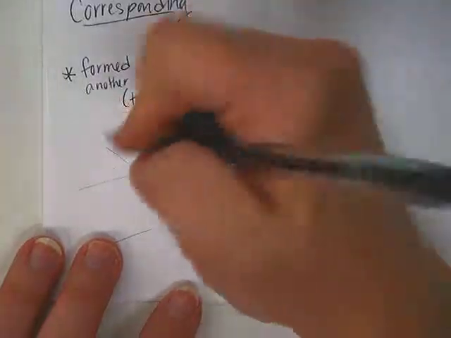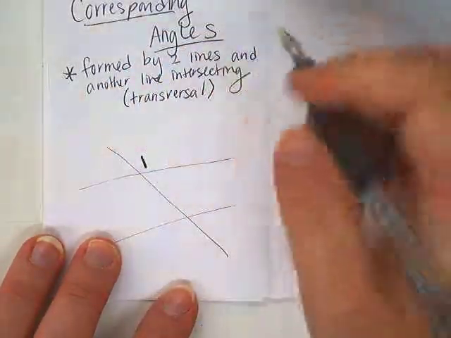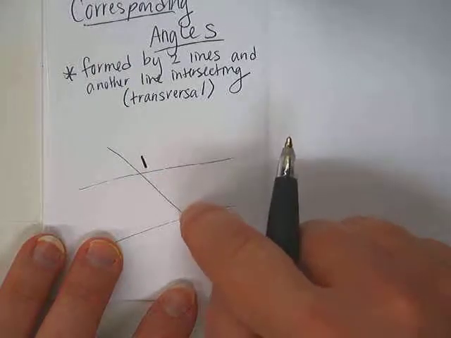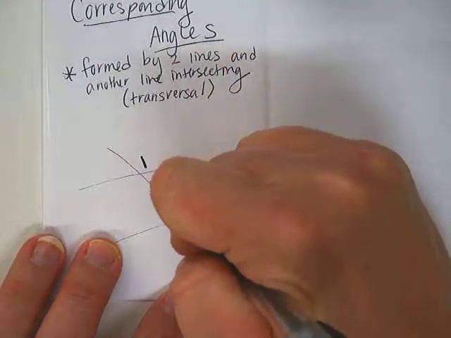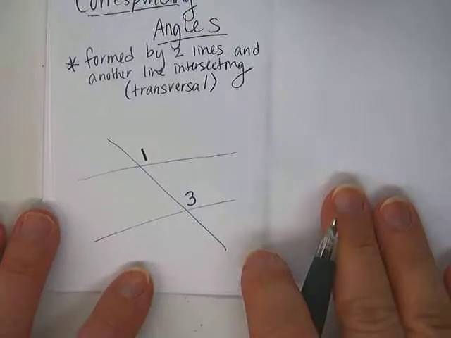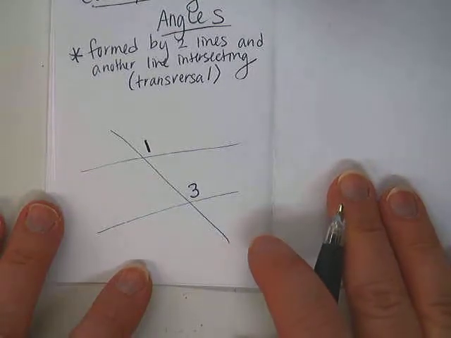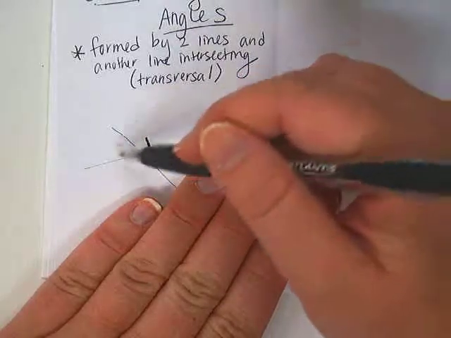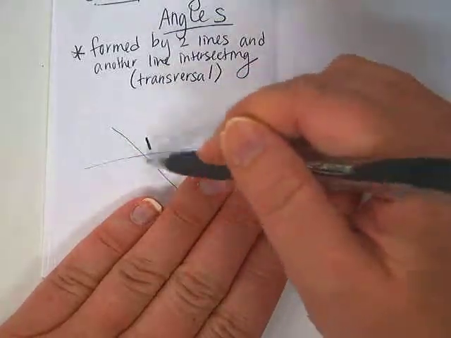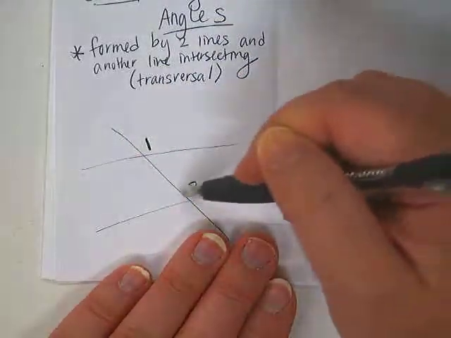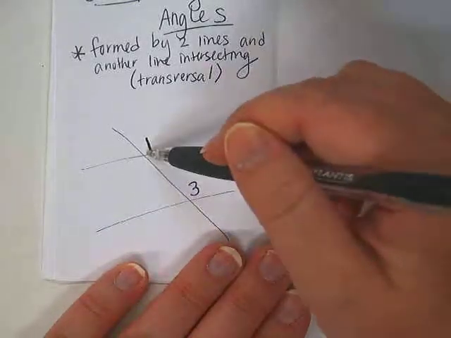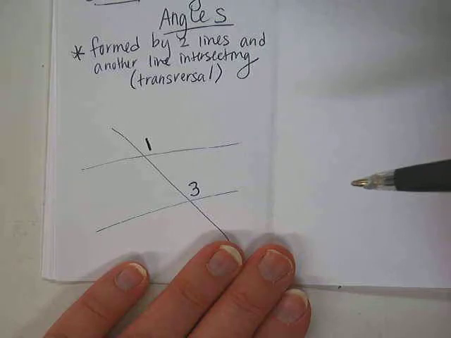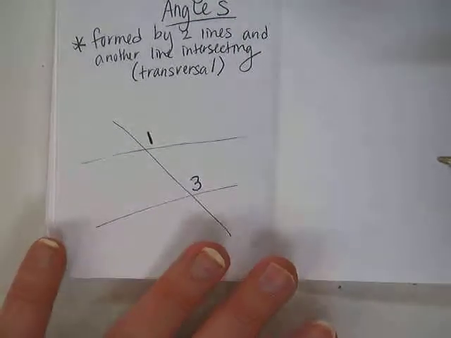So I'm just going to label 2 corresponding angles on my picture. So I'm going to call that one angle 1, and later I'm going to call this one 2, so I'm going to do this one 3. But angles 1 and 3 are what we call corresponding angles, because they're both, like if you look at that intersection, that little angle right there is in the same corner at this intersection as it is at that intersection, so they correspond to each other.